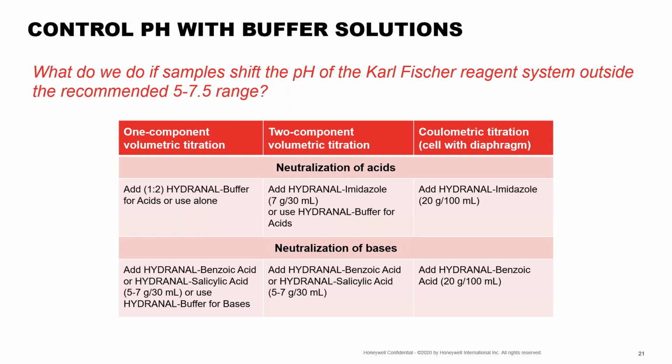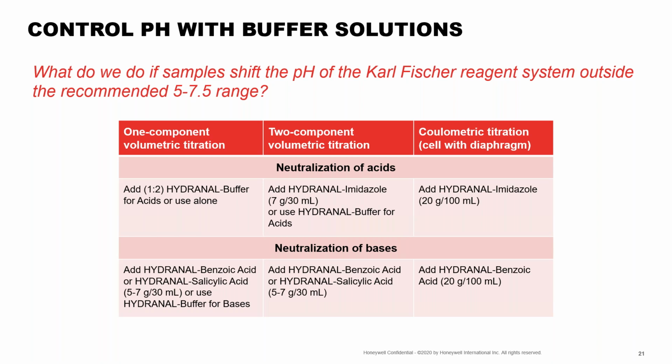So now let's say we've got a strong acid. Let's say we've dropped our pH very, very far. We're close to that 2 where no reaction is taking place. What can we do? There's a couple of different things that you can do. Again, summarized here just by titration technique. You can always use imidazole as a great neutralizing agent for our strong acids. If you want to save time, again, there's some pre-mixed solutions available as well, both for volumetric and for coulometric.